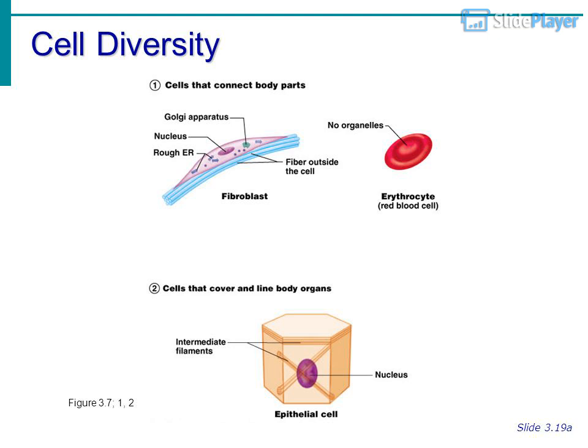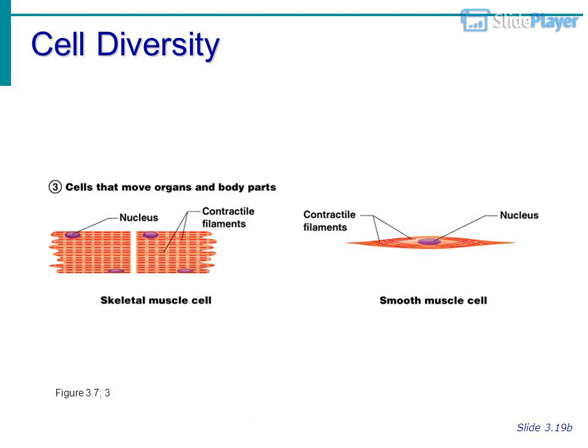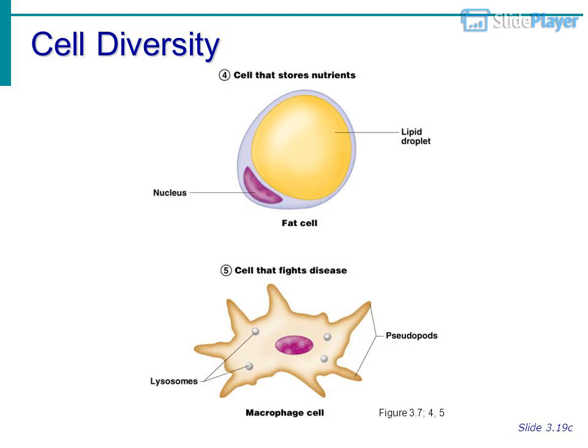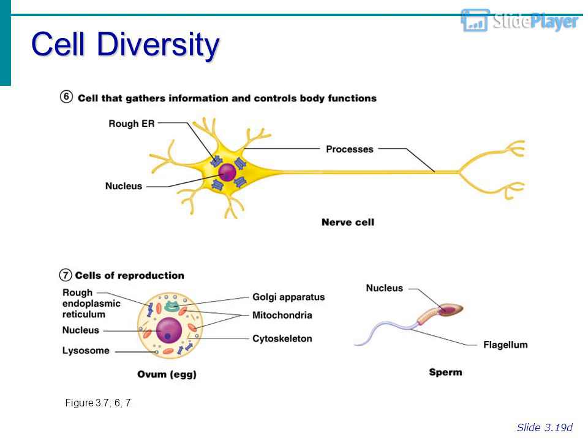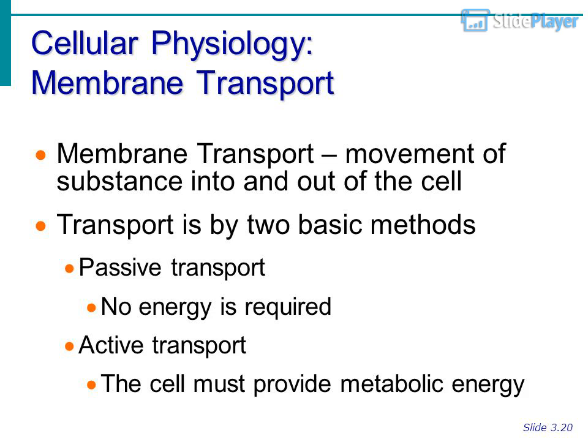Cell diversity. Figure 3.7, 1, 2. Slide 3.19a. Cell diversity. Figure 3.7, 3. Slide 3.19b. Cell diversity. Figure 3.7, 4, 5. Slide 3.19c. Cell diversity. Figure 3.7, 6, 7. Slide 3.19d. Cellular physiology: membrane transport.